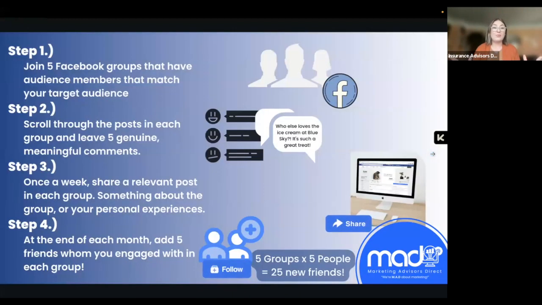So step 1, what you're going to do is join 5 Facebook groups that have audience members that match your target audience. Now, this is something that's very important as well. You have to have a niche. You have to sit down and think about 4 people that would be your ideal client, your ideal target audience. These are the people that you want to work with. These are the types of people that you want to attract. Those are the people that you are going to be producing content for. You want to educate these people.